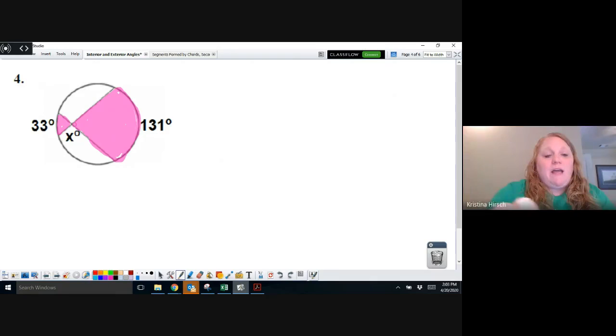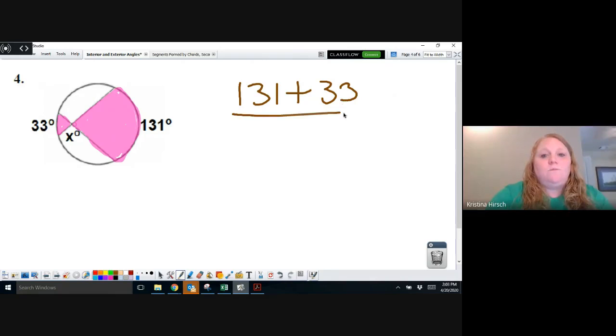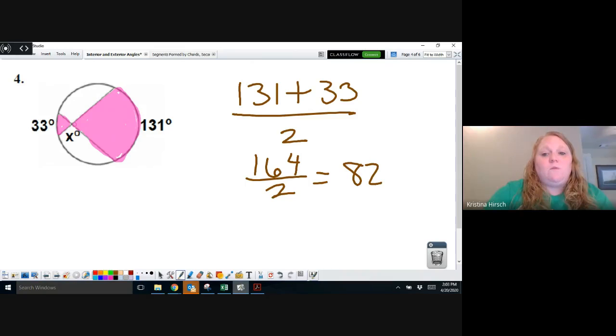So I would say, because I'm trying to meet in the middle, I'm going to add and divide by 2. So that's 164 divided by 2, which is 82 degrees. Now remember, my answer is not 82 degrees. The angle that's formed here is 82 degrees. And so is this other one right here. It's just kind of small, so I can't really write it in there. But if that's 82 degrees, now I know that I have a linear pair.